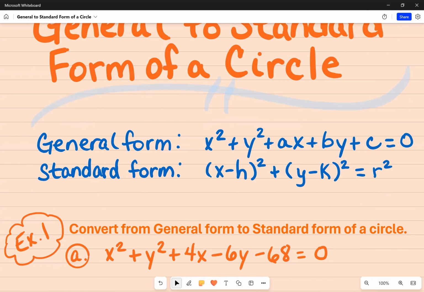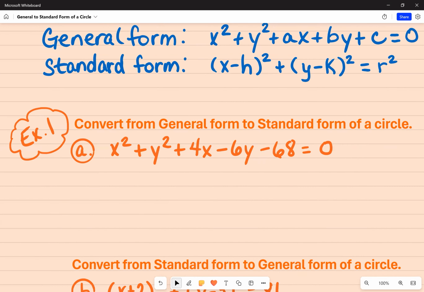So in my first example, I am going to convert from general form to standard form of a circle for part A, and then I'm going to take that answer and go from standard form back to general form of the circle. In order to do that, you're going to need to know how to complete the square. The first step is going to be to get all of our x's together. We're going to complete the square twice.